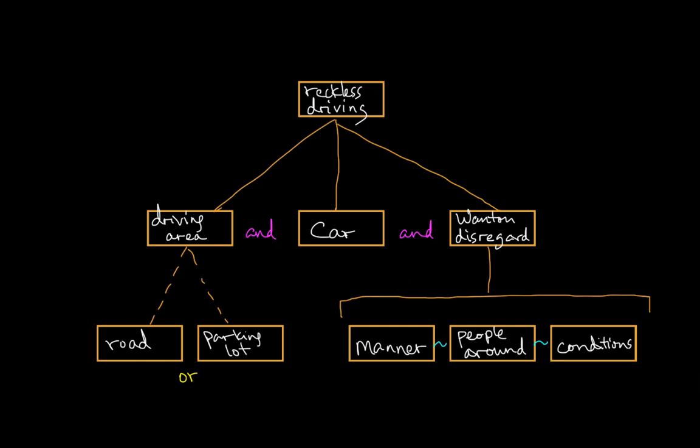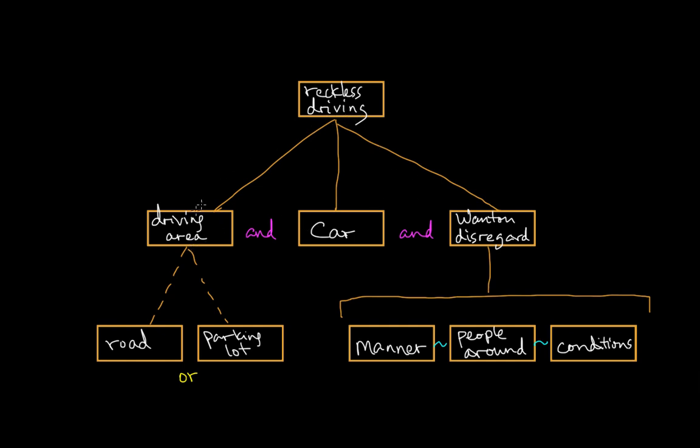Okay, so let's walk through this using an example. Let's say that a person is driving down the highway at 100 miles an hour, weaving in and out of lanes. But it's in the middle of the day. The driving conditions are perfect, and there really aren't that many people around. It's not rush hour or anything like that. So let's walk through all of these elements.